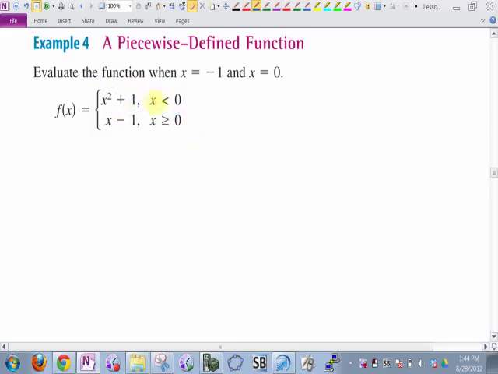The way the pieces work is we have a condition. If the input is less than 0, use this rule as the output. If the input is greater than or equal to 0, use this rule as the output. Well, let's look at that first rule. If you were to graph that, what shape is it?